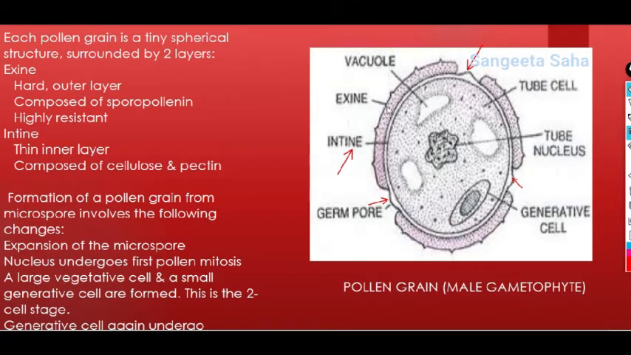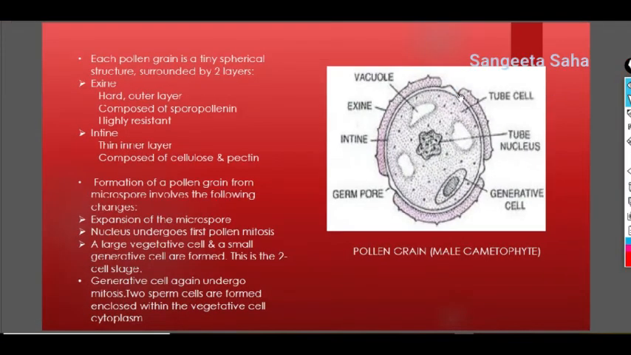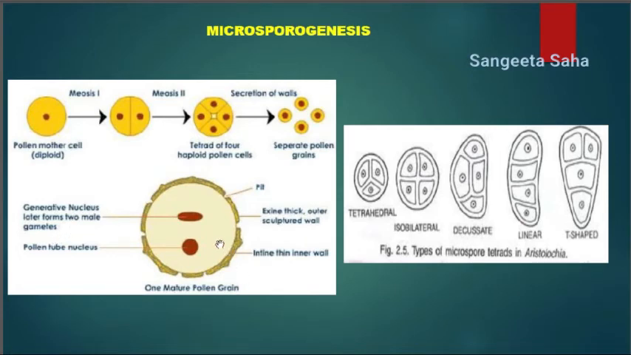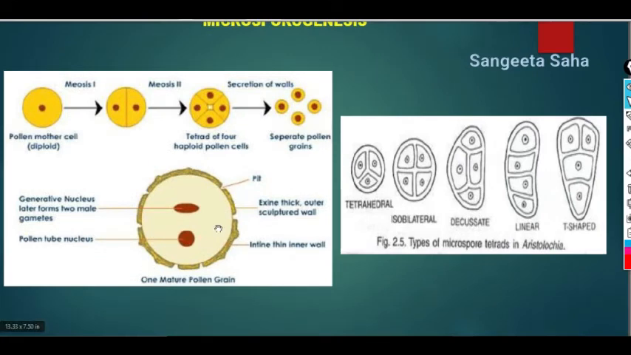Now, when the pollen grain is being formed from the microspore, we see different types of changes. This pollen grain is the first cell of the male gametophyte. It contains one haploid nucleus. The pollen grain undergoes first mitotic division, so both karyokinesis as well as cytokinesis occur. When the nucleus divides, we get one generative nucleus and another one, the pollen tube nucleus. This pollen tube nucleus is also known as the vegetative nucleus because it does not get involved in the reproduction process.